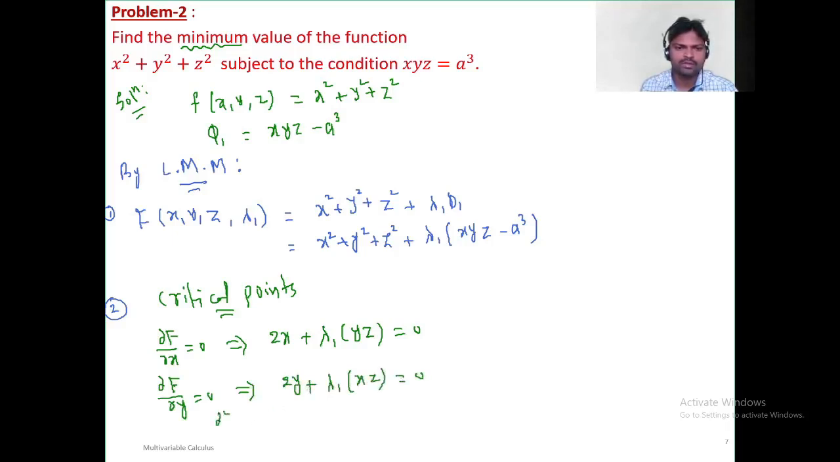And the last one is ∂f/∂z, which is equal to 0, which implies, with respect to z, therefore 2z + λ1 into, with respect to z, therefore xy, equal to 0. So now we have these three. Let us write this one as equation number 1, this is equation number 2, and this is equation number 3. What is the third point in the methodology?